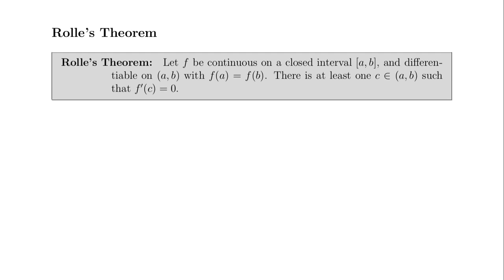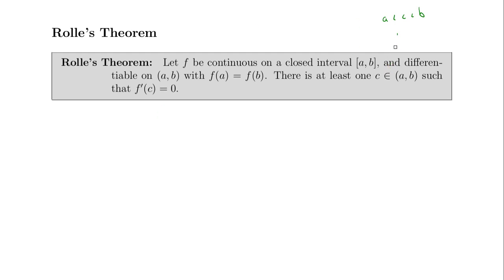Then Rolle's theorem says there's at least one c in our interval. There's that notation again. This means essentially that c is in between these things, somewhere in this open interval, such that the derivative is equal to 0 there. Essentially, we're saying there's at least one spot where we're going to get a horizontal tangent line.